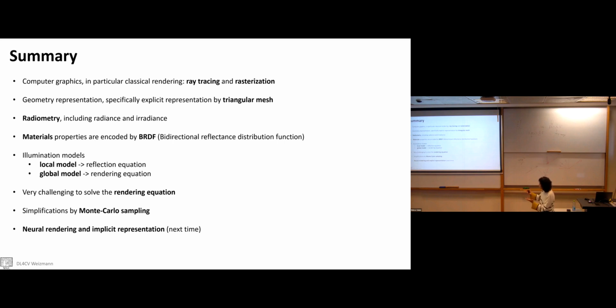We spoke about lights and radiometry. We spoke about BRDF. We discussed local and global models of reflection, and the rendering equation. We understand it's hard to solve this rendering equation. Its simplification is done by Monte Carlo sampling. And next time we are going to discuss neural rendering and implicit representation. And after my lecture, next time, Lior Yariv is going to speak about very nice work in this direction. I will give the details in the next lecture.